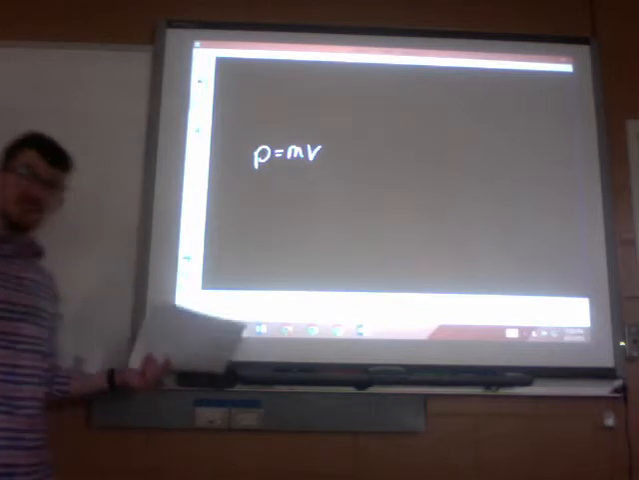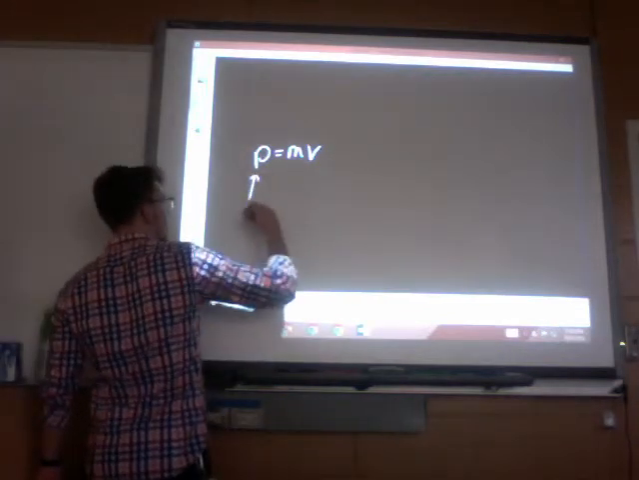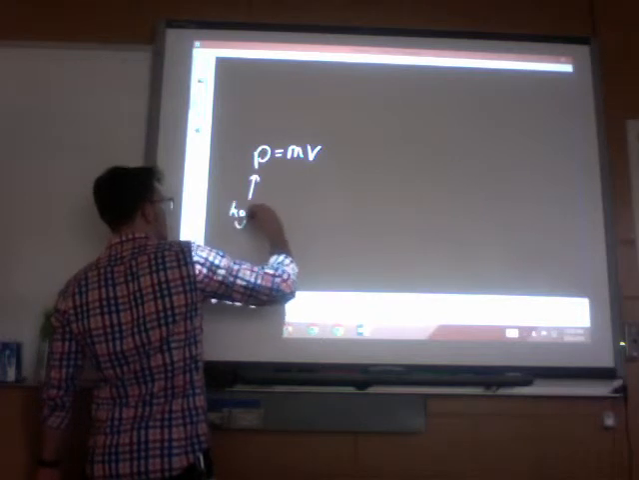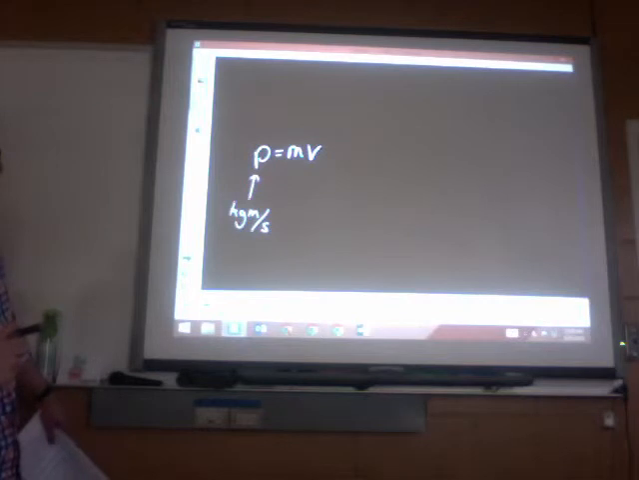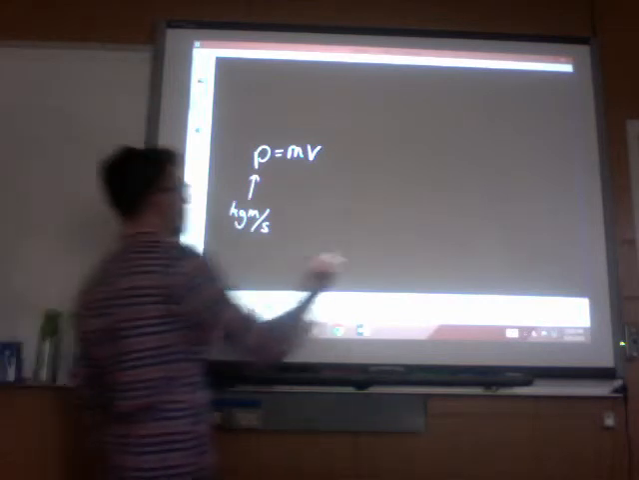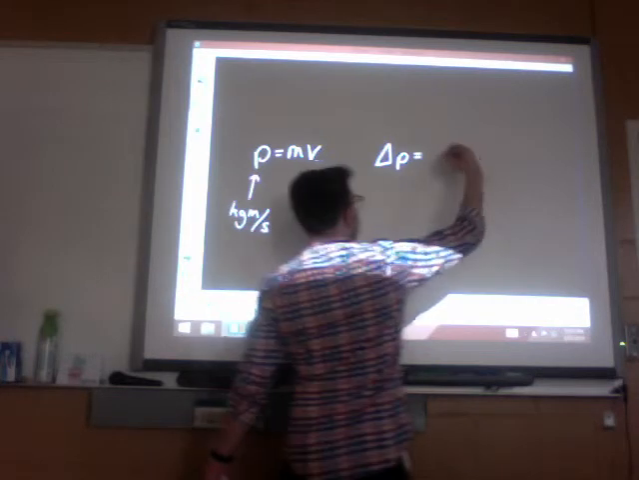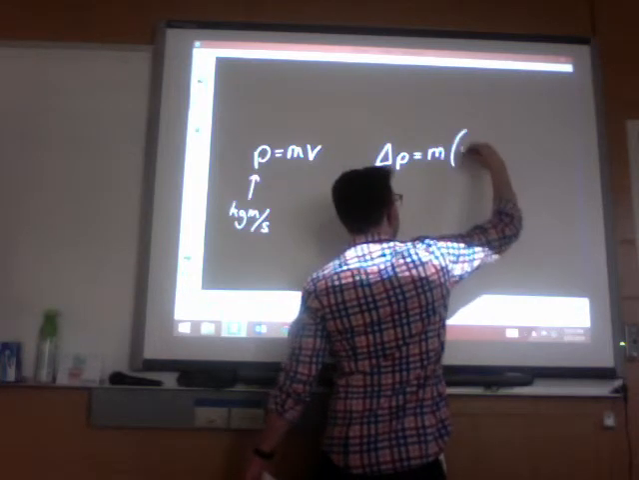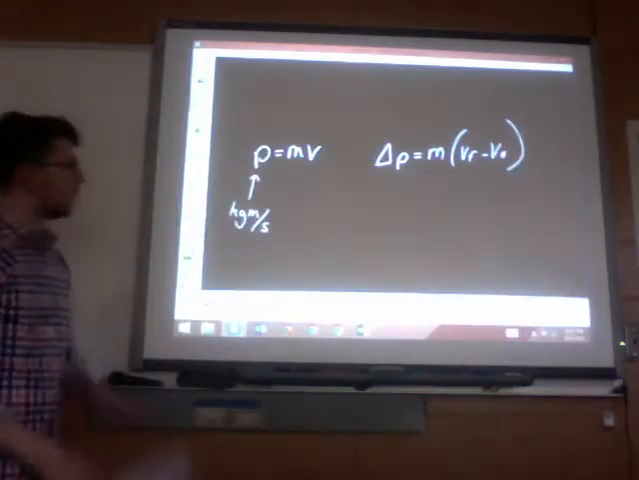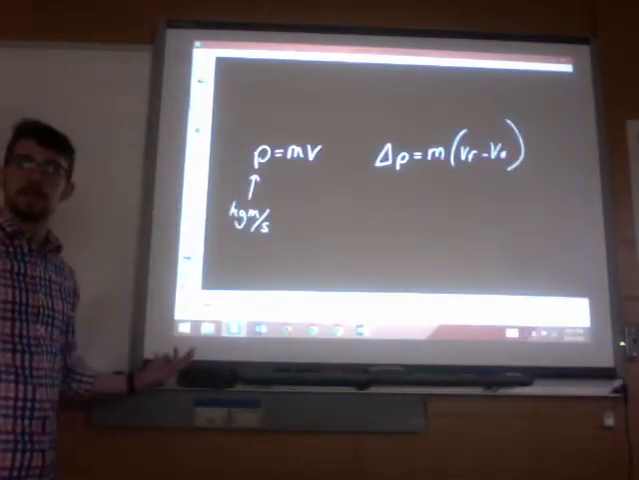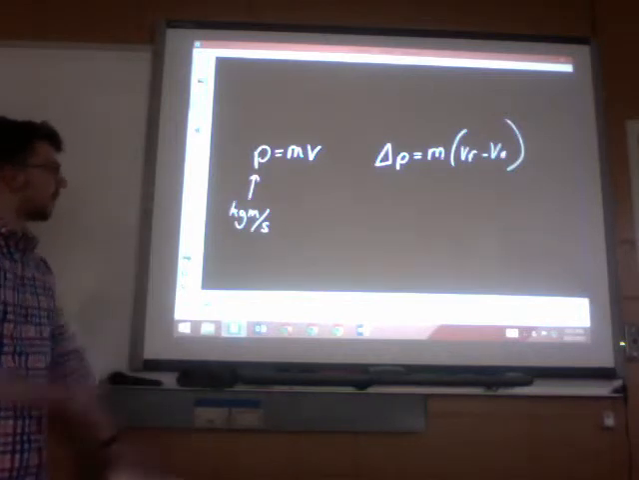Which of these letters is momentum? Nope. P. This is momentum. It's measured in kilograms, meters per second. Another equation that we'll use is the change in momentum. So that's m times v final minus v initial. So delta, what does delta mean? Change. We learned something this year.